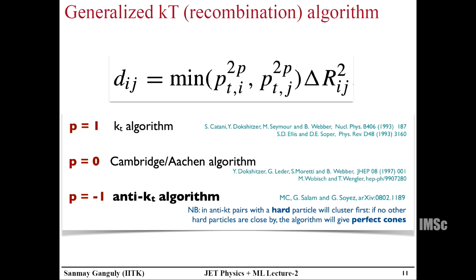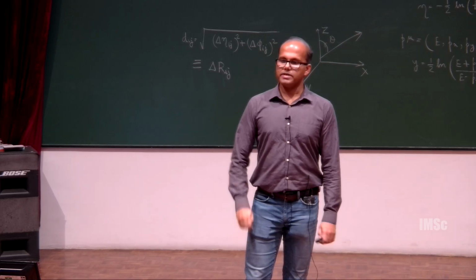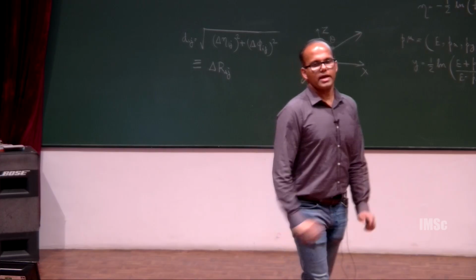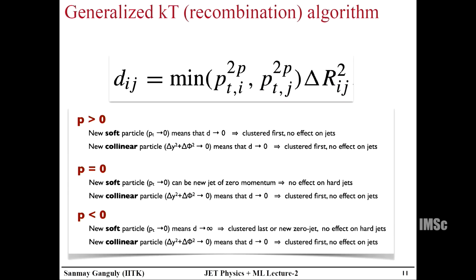Now you see, in the Cambridge-Aachen algorithm, the distance parameter doesn't have any dependence on the PT of the particles, whereas KT and anti-KT have. So what role does this play? Remember, when we talk about IRC safety, what is the thumb rule we are trying to follow? That if there are soft wide-angle emissions, we better throw them away. That's the one-liner for IRC. And how is that taken care of here?